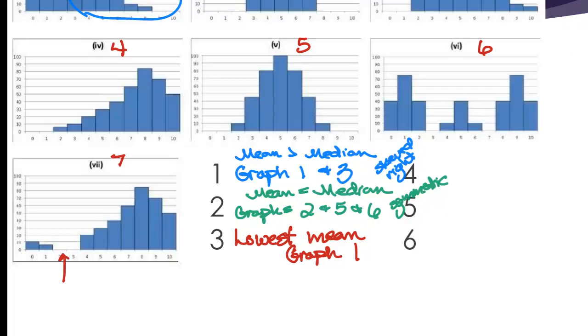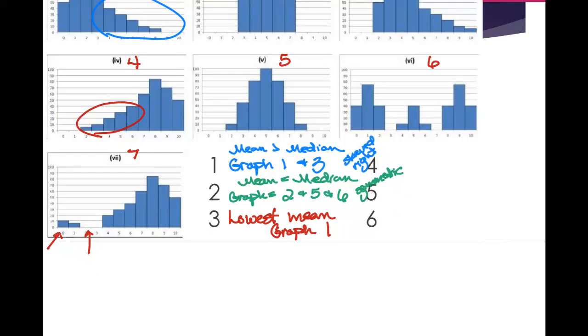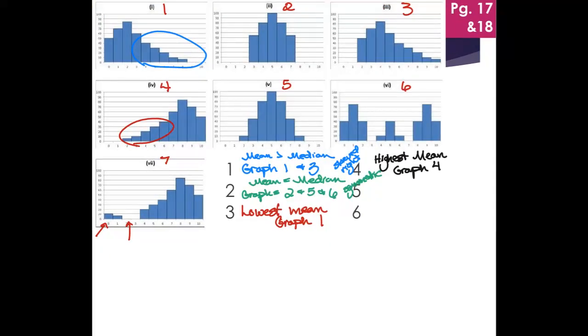This one has a break in here, right? And it's got some lower scores. This one doesn't have a break, and they're all clustered together. So which one is going to be the highest mean, 4 or 7? 4. Yes. So problem number 4, the highest mean is graph 4. Does that make sense to you? If it doesn't, you've got to let me know.